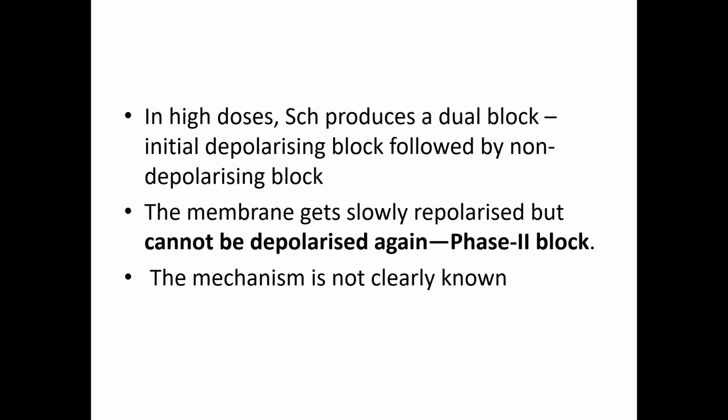And at higher concentrations, succinylcholine shows dual blockade: initial depolarizing block followed by non-depolarizing block. This non-depolarization is because of the desensitization of the receptors. Because of the persistent availability of succinylcholine at the receptors, the receptors will get desensitized. So the membrane slowly gets repolarized but cannot be depolarized because of the desensitization of the receptors. This is phase 2 block. The exact mechanism of the phase 2 block is not clearly known.